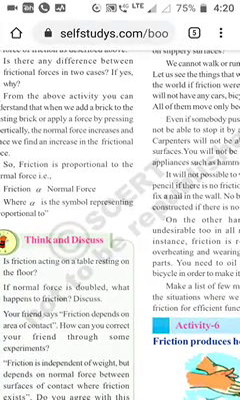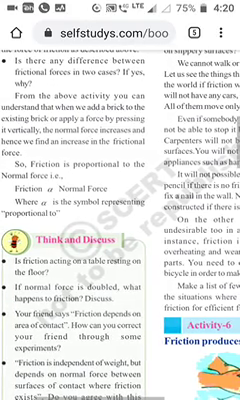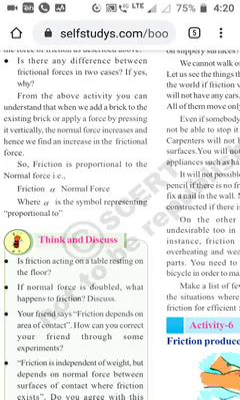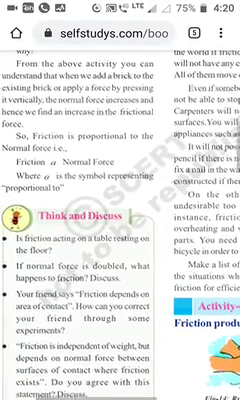So from this we say, friction is proportional to the normal force, where the alpha symbol represents proportional to. Here one alpha symbol is there. The symbol represents proportionality.